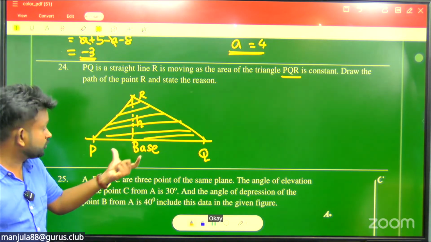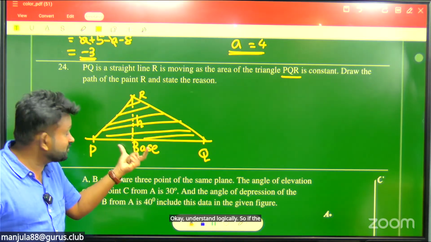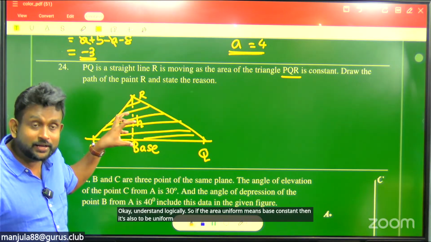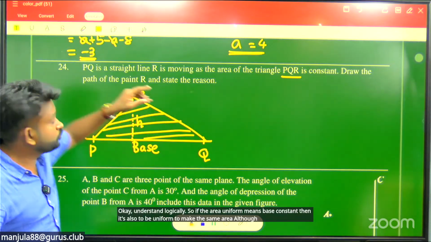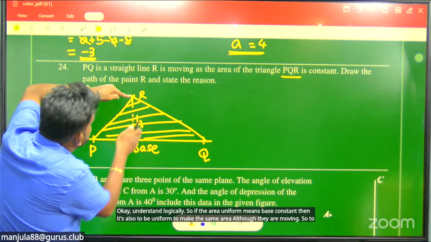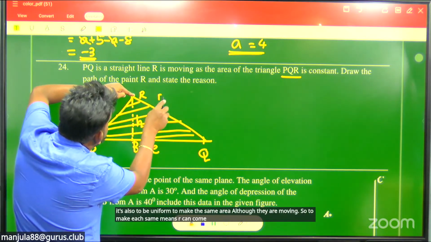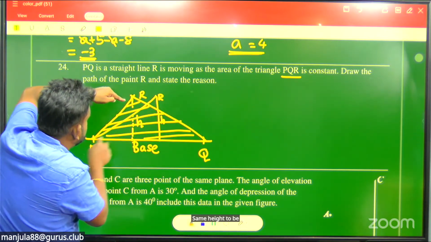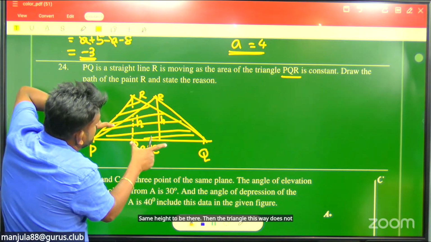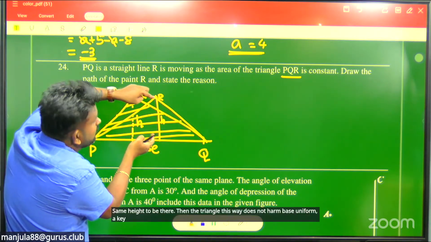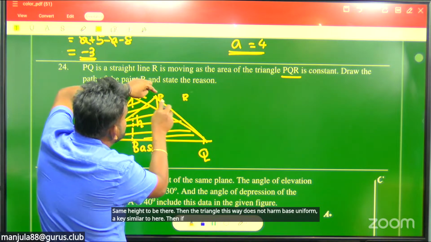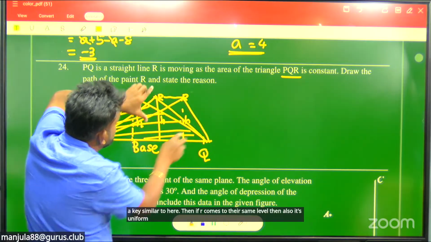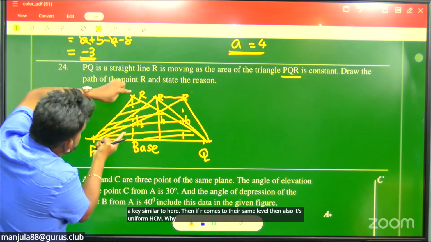Understand logically. If the area is uniform and the base is constant, then the height also has to be uniform to make the same area, although R is moving. To make H the same, R can come to a certain point here with the same height. Then the triangle this way doesn't harm, the base is uniform and H is similar to here. If R comes to the same level, then H is also uniform, right? H is the same, because it creates the same perpendicular height.